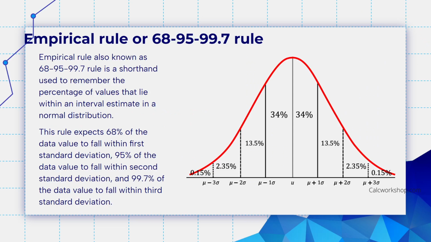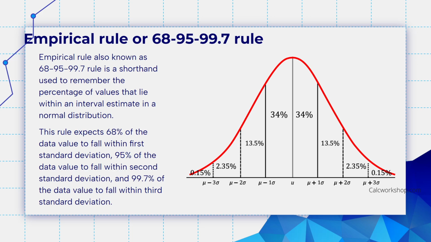Empirical rule, or 68, 95, 99.7. The empirical rule, also known as the 68, 95, 99.7 rule, is a shorthand used to remember the percentage of values that lie within the interval estimate in the normal distribution. This rule expects 68% of the data values to fall within the first standard deviation, 95% of the data values to fall within the second standard deviation, and 99.7% of the data values to fall within the third standard deviation.